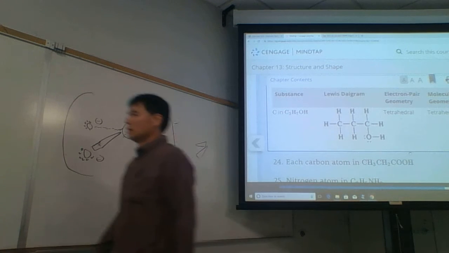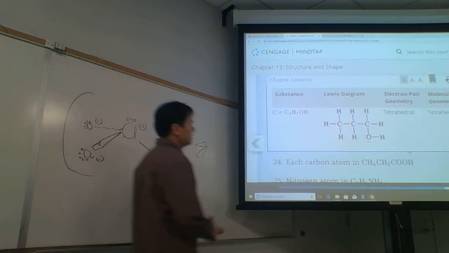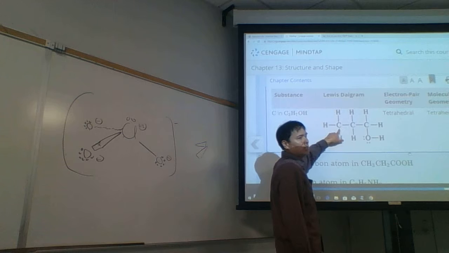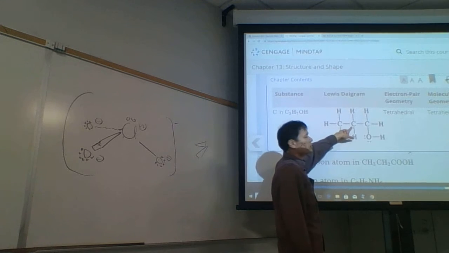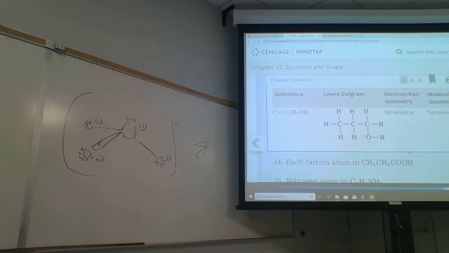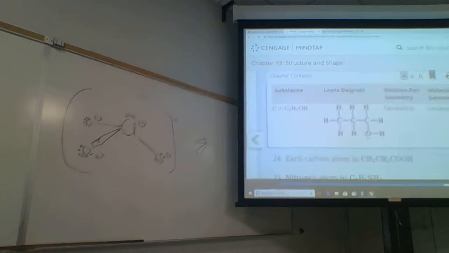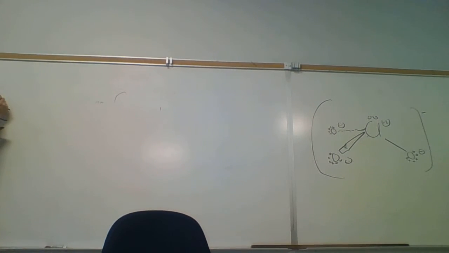So we're going to try to draw this accurately. When you look at it, what's the first carbon? First carbon is tetrahedral EPG and tetrahedral Mg because we have 4 bonded, 3 hydrogens and 1 carbon. When we have a carbon chain, then we do it like this. Draw a carbon here. And then this is tetrahedral. So this is our starting point here.